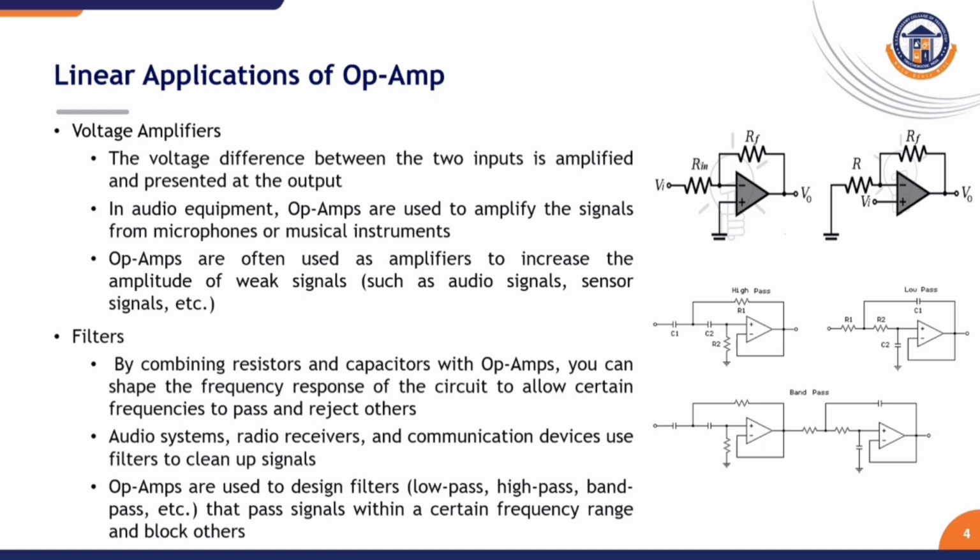The linear applications of operational amplifiers also include the voltage follower or buffer. A buffer provides unity gain, high input impedance and low output impedance, used mainly for impedance matching, especially between sensors and loads. The summing amplifiers add multiple input voltages and are used in audio mixers and signal combination circuits.